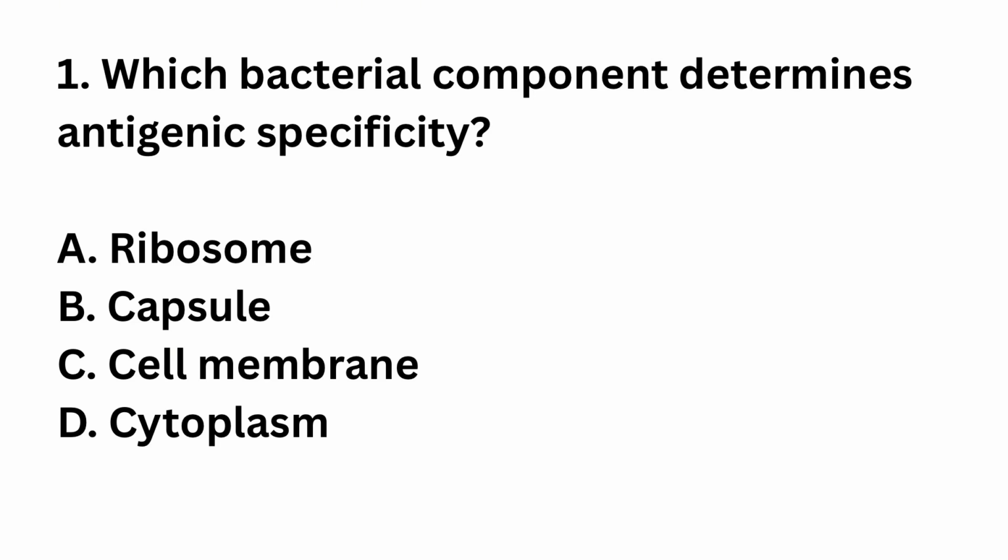Question number 1. Which bacterial component determines antigenic specificity? Ribosome, capsule, cell membrane, cytoplasm. The right answer is option B, capsule. Capsular polysaccharides are major antigenic determinants.